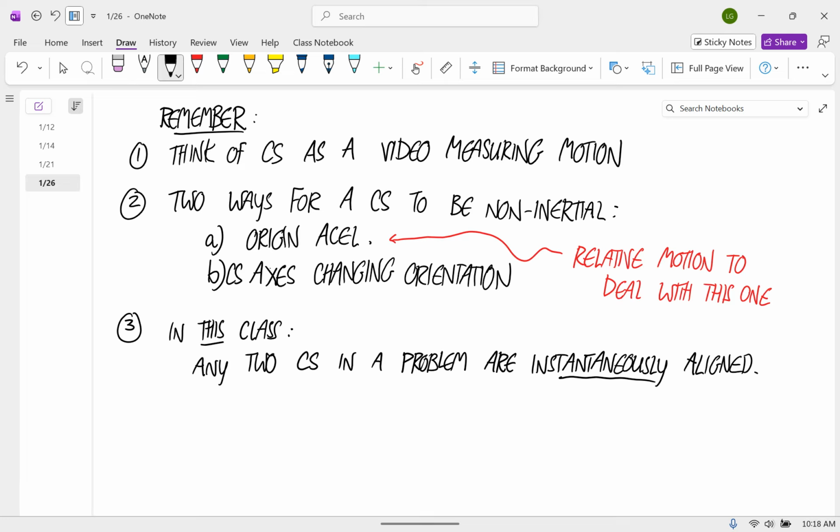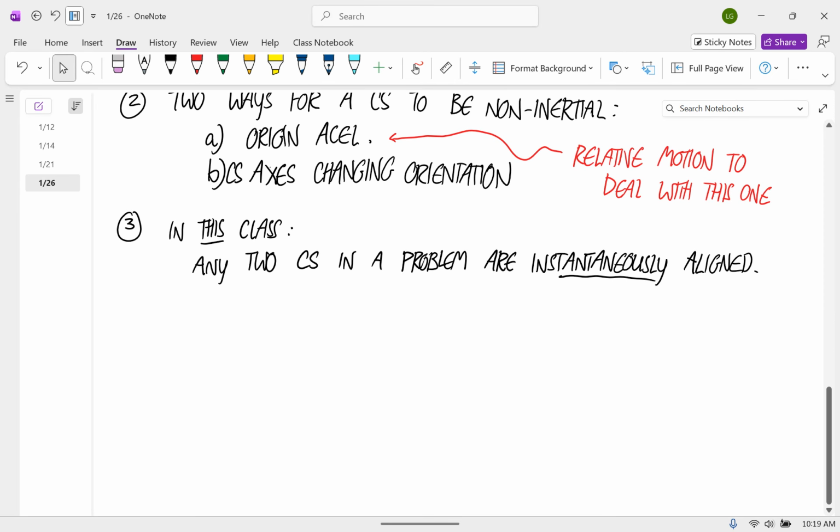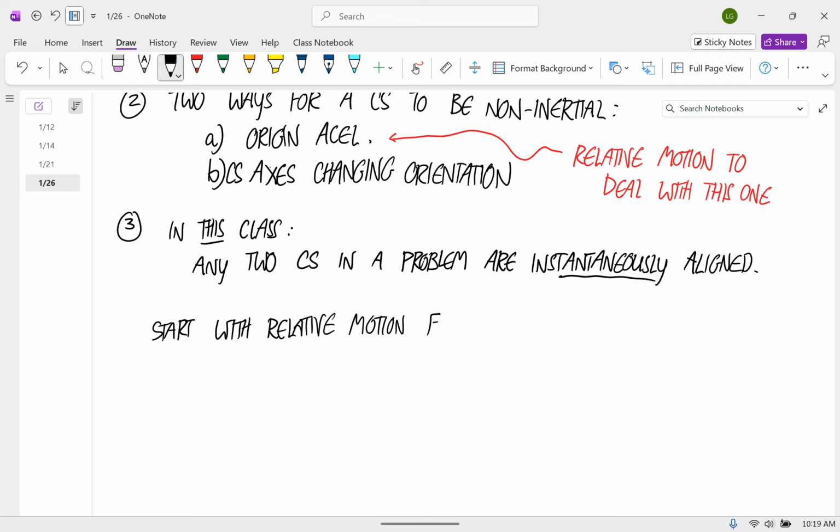But so that's why I say instantaneously aligned. If you wait till the next second with rotating coordinate systems, they'd be out of alignment. But for us, they'll be in alignment. Okay. And in order to introduce relative motion, the easiest way, the most intuitive way, is to first think about relative motion for positions. Once we have relative motion equations for positions, we're just going to take time derivatives of everything to get velocity and acceleration.